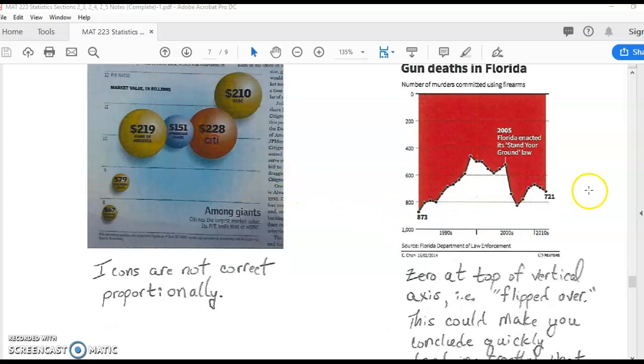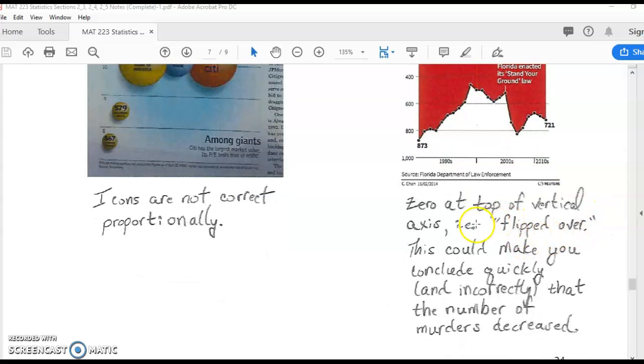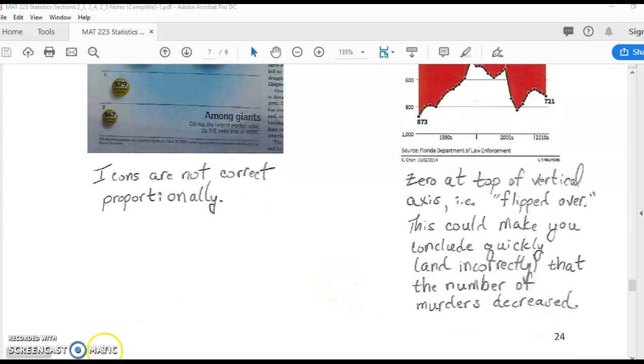And here's something that's interesting that they did. Notice that 0 is at the top and we're working downwards positive. Usually we don't do that. That means we've kind of flipped it over. And when you first look at this and you see it's about gun deaths, you're like, oh, gun deaths went down. No, that's an increase actually. So we have to be very careful. 0 at the top of the vertical axis. In other words, it's flipped over. This could make you conclude quickly and incorrectly that the number of murders decreased. Be very careful. These are all examples of misleading graphs.